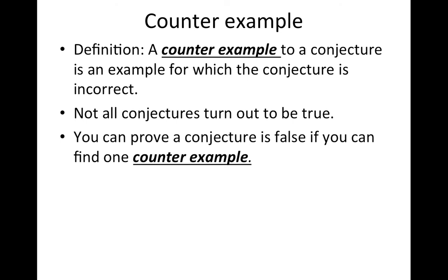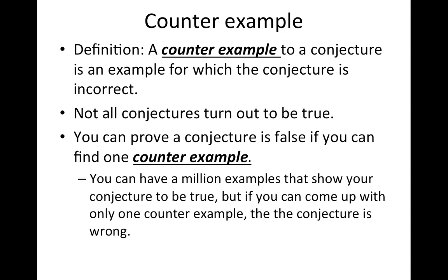Just like in that last example, we said, hey, how about 3? If 3 exists and it's a number, then it's not fair to say that all numbers are even, because 3 isn't even, and that was a counterexample. And just like in the last example, we had 11 numbers that were even and only 1 that wasn't even, and we knew the conjecture was wrong. You can have 1,000,000 examples that show your conjecture to be true, but if you can come up with one counterexample, only one is all you need, then the conjecture is wrong.